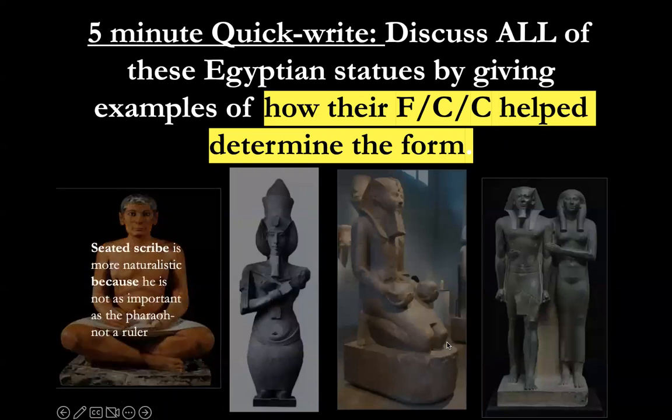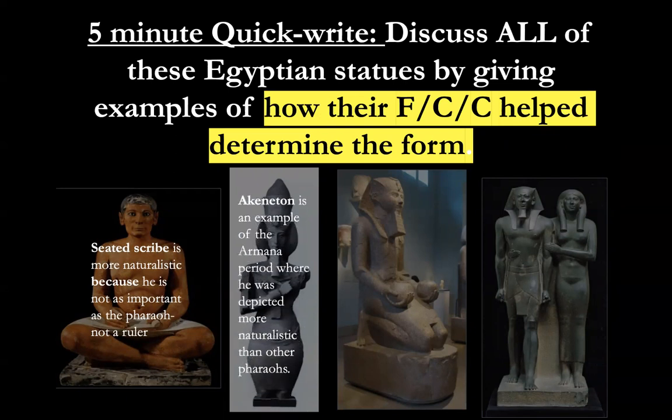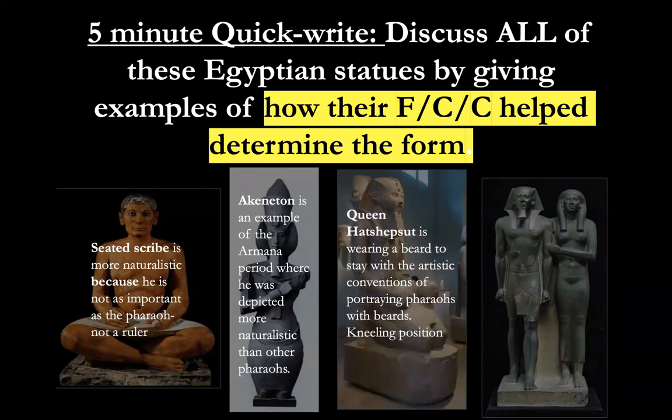So seated scribe is depicted more naturalistic because he is not as important as the pharaoh. He is not a ruler. So he is more naturalistic, more curvy. Akhenaton is an example of the Amarna period where he was depicted more naturalistic than other pharaohs. He's also changing the religion at the time. Therefore, the art is changing along with it.